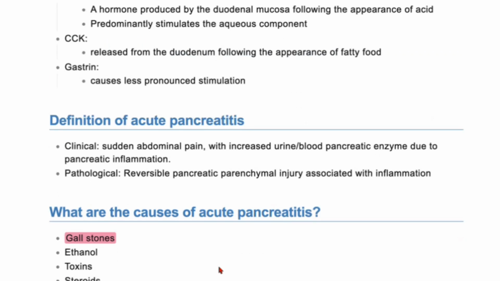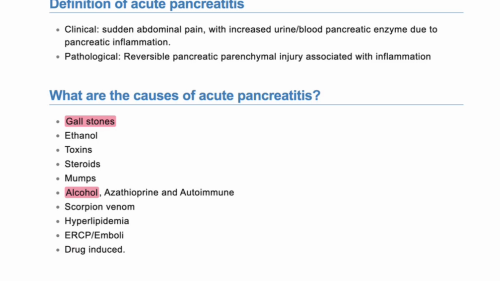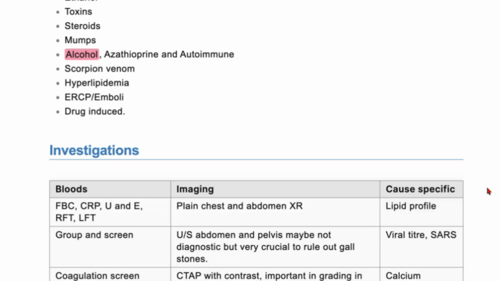Causes, I think you need to focus on gallstones and alcohol. Those are the two main causes of acute pancreatitis, and then you can mention the others. Almost 90% of the causes will be gallstones and alcohol, and the rest will be just 10%. So we just want to highlight gallstones and alcohol at the beginning, and then you can mention anything else. Investigations, I think you classified investigations very well, and there's nothing to add really.